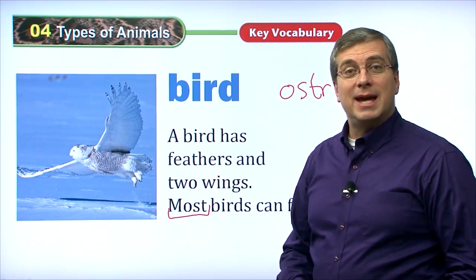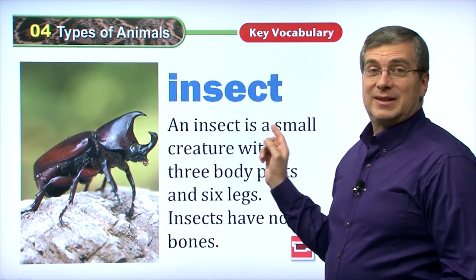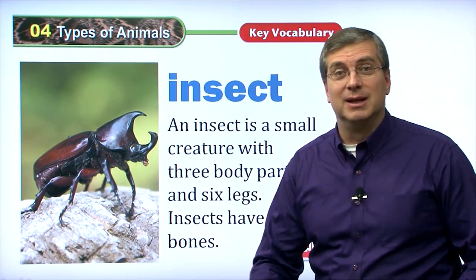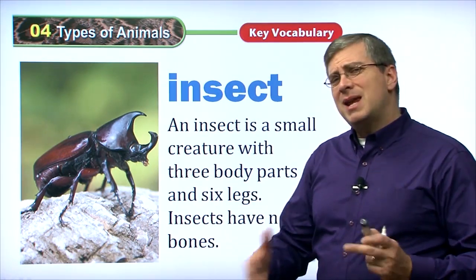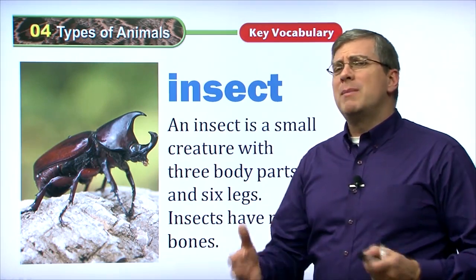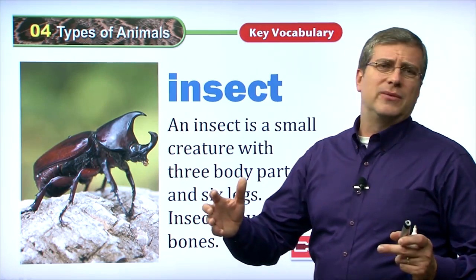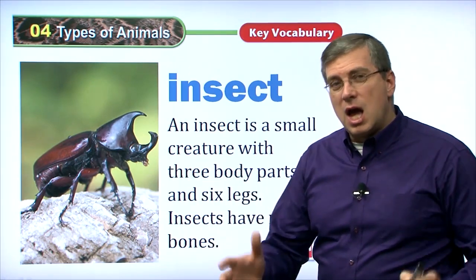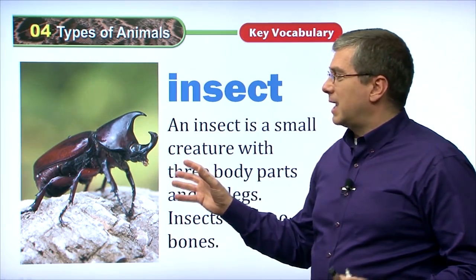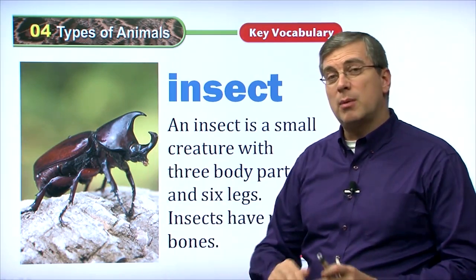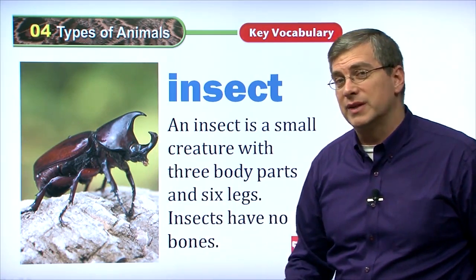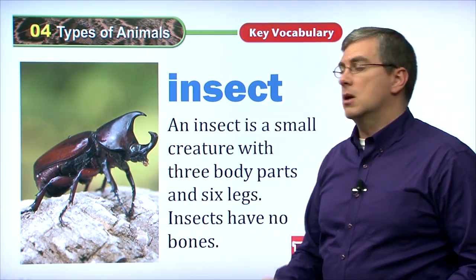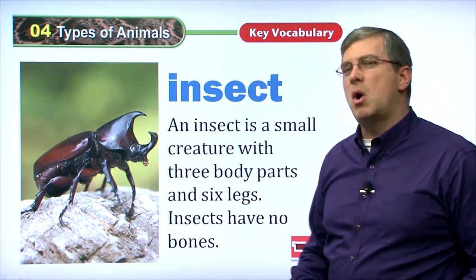Okay, what's next? Insects. Insects are very, very common in the animal kingdom. We may not think much about insects. We may not think insects are very great animals, but there are actually a lot of insects. The different species of insects are probably more than other types of animals. Insects are probably the most common type of animal on the earth. But we don't think about them because they're so small, right?